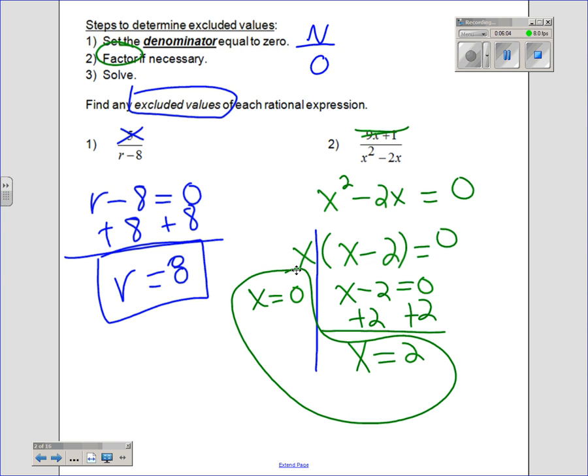Okay, so if 0 gets plugged in for x, I'd end up with a 0 in the denominator, and I'd have an error message. If 2 were to get plugged in for x, I'd have a 0 on the bottom, and I'd have an error for my solution.